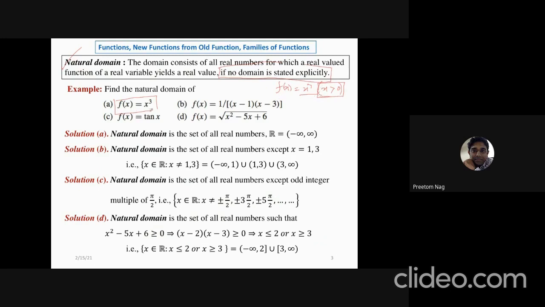But for f of x equal to x cube, from the natural behavior of f of x equal to x cube, we can easily find out the domain. And the domain of this f of x equal to x cube is the set of all real numbers, okay. Is that fine? So this is the difference between natural domain and domain, okay. Sir, could you explain once more that term, x is greater than 0?